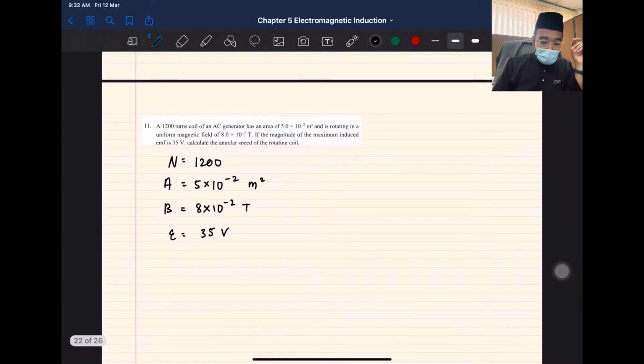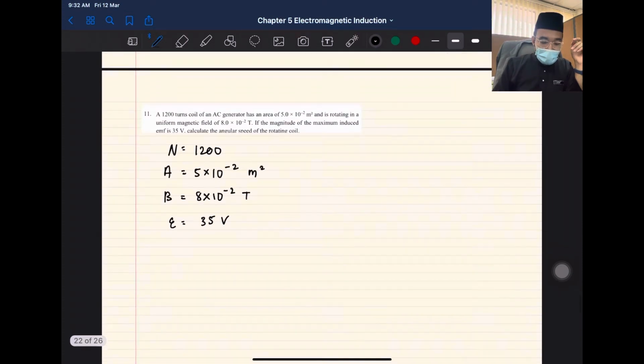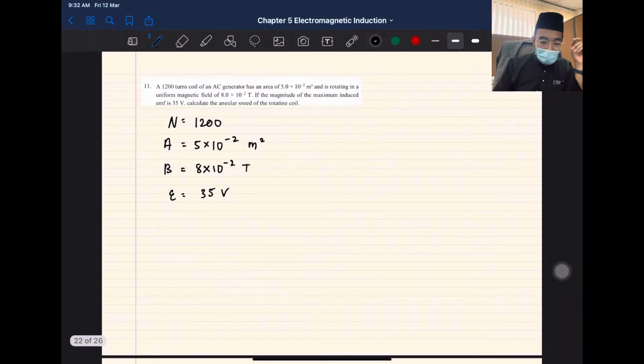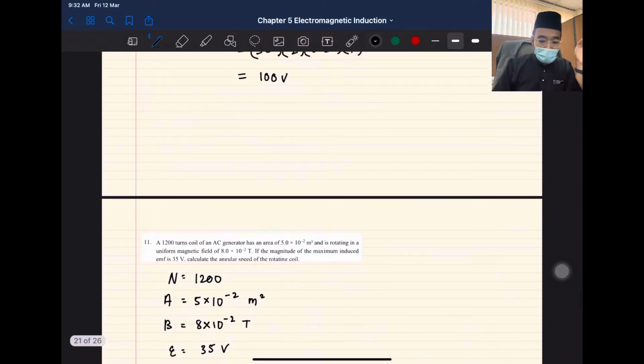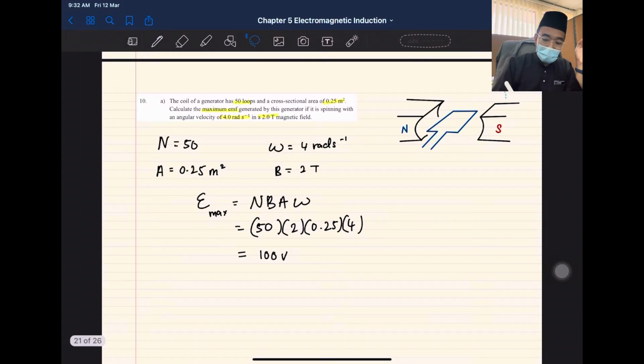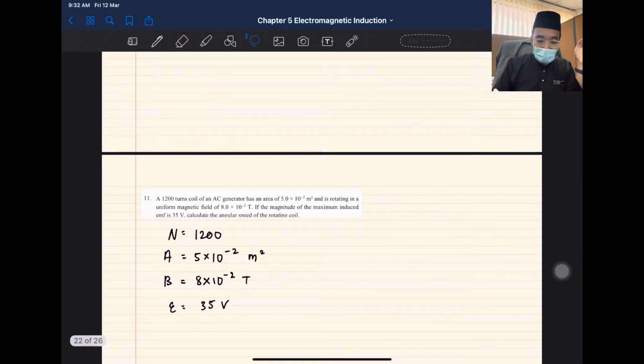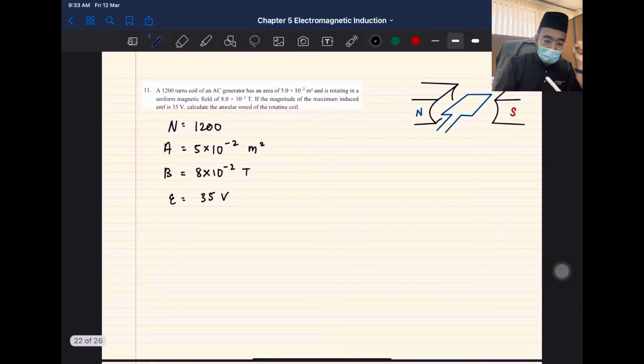Question number 11. A 1200 turn coil of an AC generator has an area of 5 times 10 negative 2. Okay, rotating in a uniform magnetic field. The magnitude of maximum induced EMF is 35. Basically this one has the same diagram. Okay, this is the situation, the same. You expect the formula will be the same as well. The angle is always in the system 1. So NBA omega, again I use the same formula. This one is for question 11.